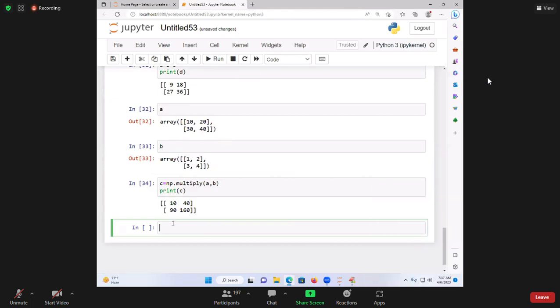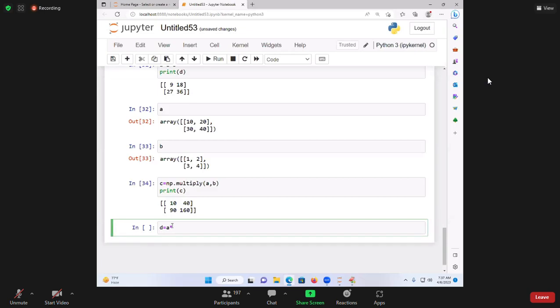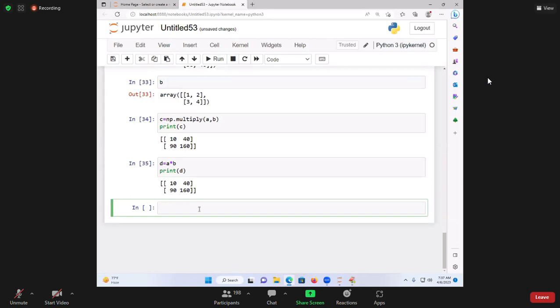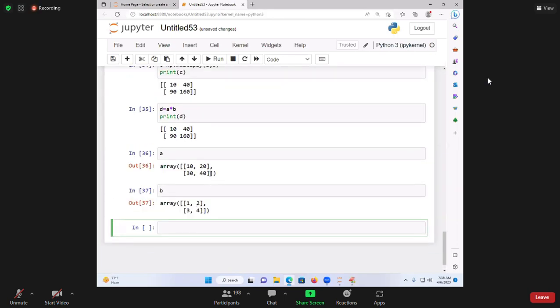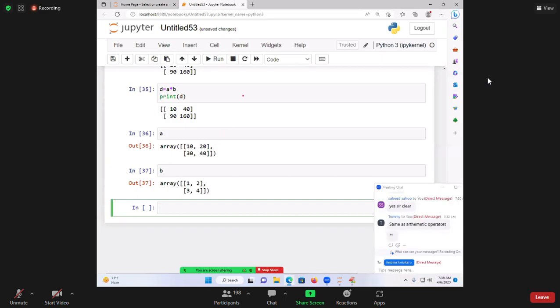Got it? Next, again I will go for D is equal to A star B, you say. Print of D. Now I got the data similar to the above. Got it? Now, that is called element-wise matrix multiplication. Now I want to do the original multiplication. How is the original matrix multiplication done?